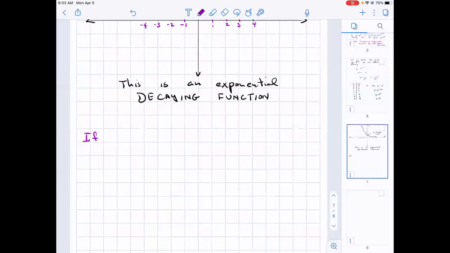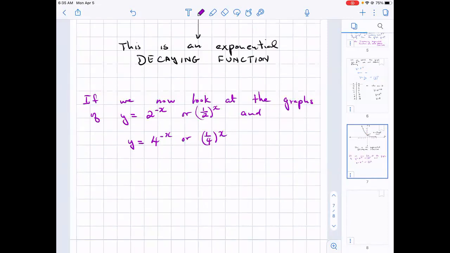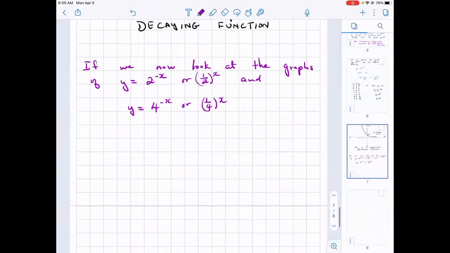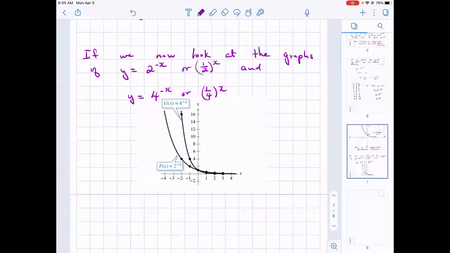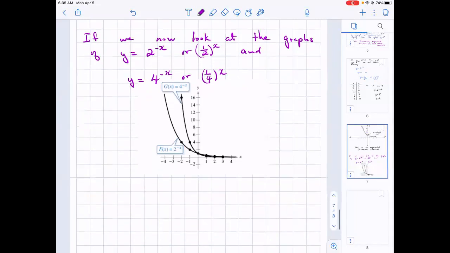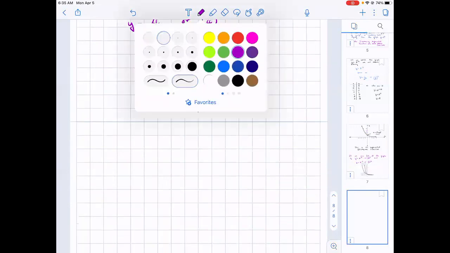Now, a similar process, if we now sketch the graph of, let's say, 1/2 to the x or 1/3 to the x and 1/4 to the x. If you look at the graph of 2 to the minus x, which is the same as 1/2 to the x power, or 4 to the minus x, which is the same as 1/4 to the x power, we will see the graph looks very similar but reflected to the two graphs we did before.